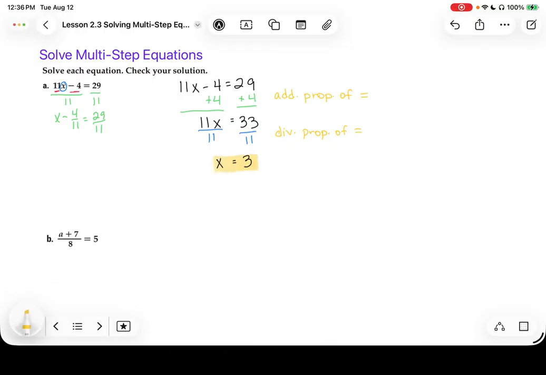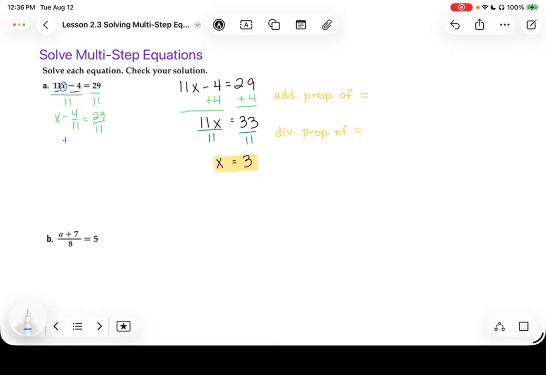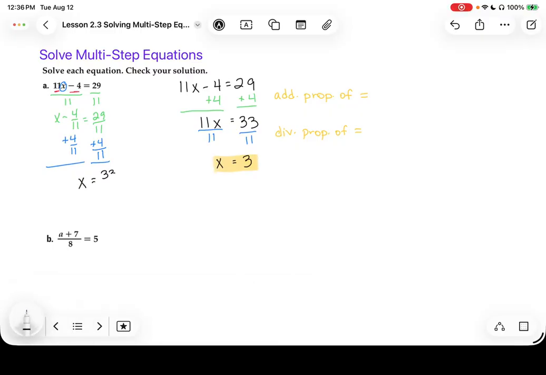If I had continued solving this over on the left side using fractions, I would have gotten the correct answer. I would have used the addition property of equality to add 4 elevenths to both sides. And 29 elevenths plus 4 elevenths is 33 elevenths. So I would have gotten the same answer, 33 elevenths, but I would have had to deal with fractions. And if I can avoid dealing with fractions, I want to. Sometimes we're forced to deal with fractions, like in the next problem, we just have a fraction in the original problem, so we're going to have to deal with the fraction.